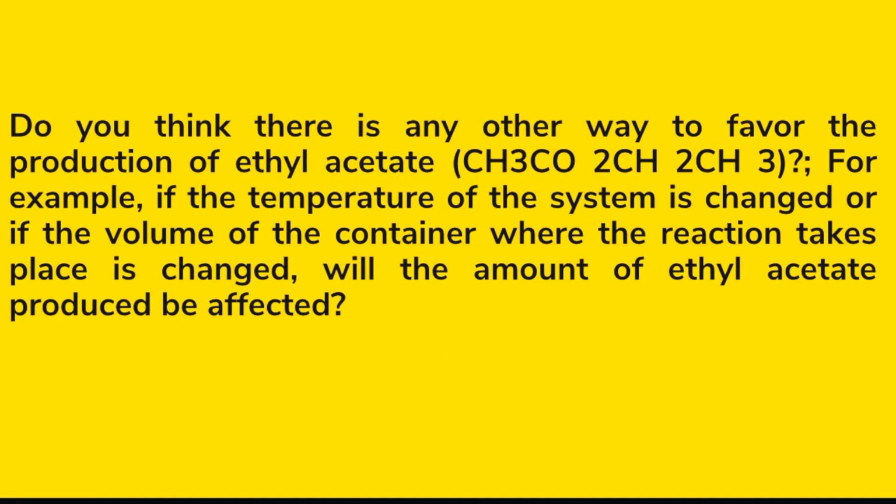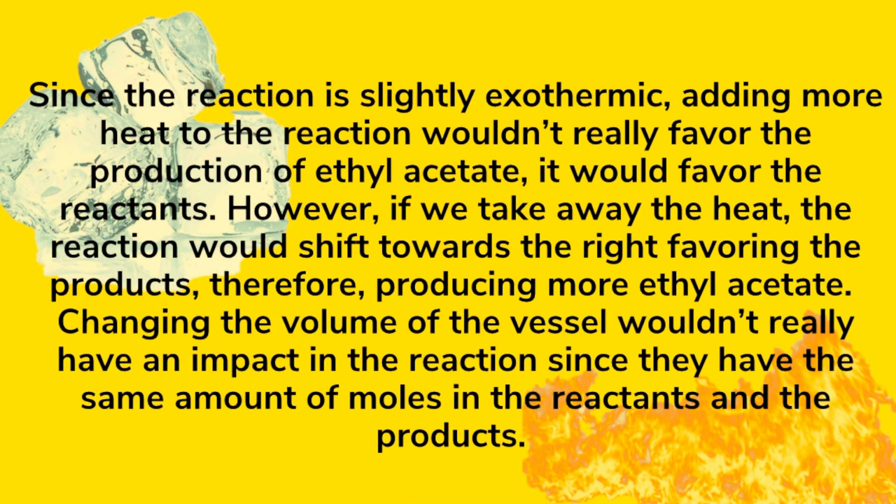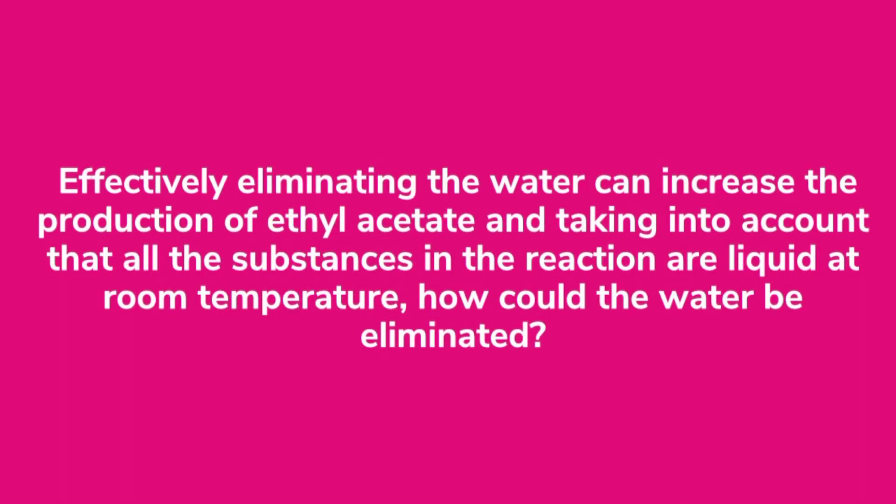The following question asks if there is a way to favor the production of ethyl acetate, like for example, changing the temperature or the volume. For the temperature, yes, it does help since the reaction is exothermic. If we take away the heat, then it would favor the products. But the volume doesn't, because both of the sides have the same amount of moles, so it doesn't favor any side. Effectively, eliminating the water can increase the production of ethyl acetate.